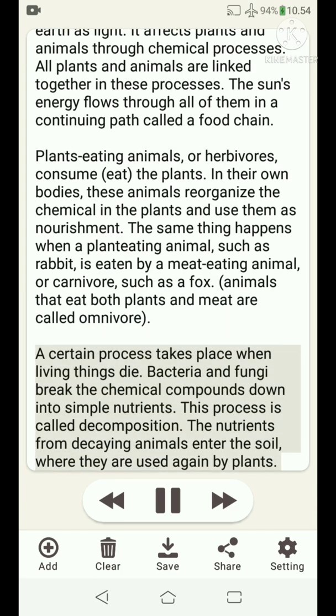A certain process takes place when living things die. Bacteria and fungi break the chemical compounds down into simple nutrients. This process is called decomposition. The nutrients from decaying animals enter the soil, where they are used again by plants.